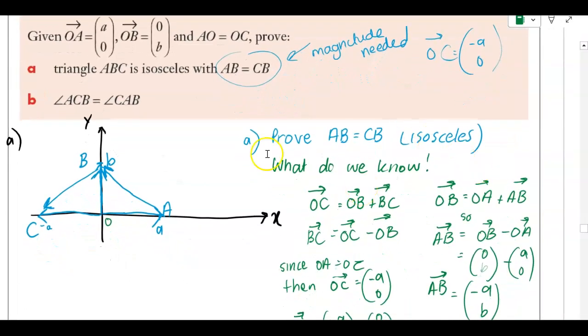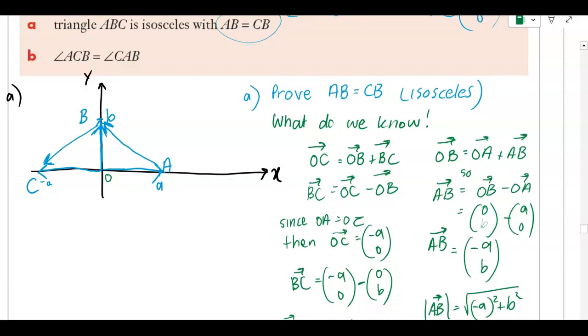So here we go. Part A, let's prove that AB, from A up to B, so that's the direction of my vector, is equal to CB. Going from C to B would be the same as BC. It doesn't really matter which way you go, whether you go AB, BC, or CB, you're going to end up with a negative one way or the other, and it will still work through. So the way that you do it might be slightly different to mine.